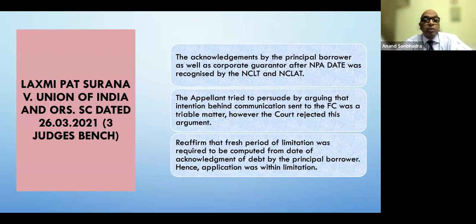However, the acknowledgement by the principal borrower as well as the corporate guarantor, even though given after NPA date, was within the earlier applicable limitation period.